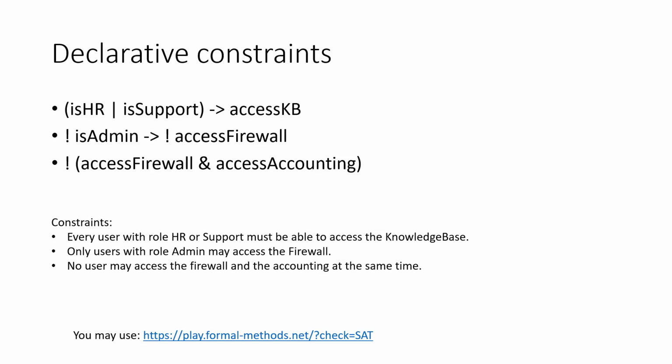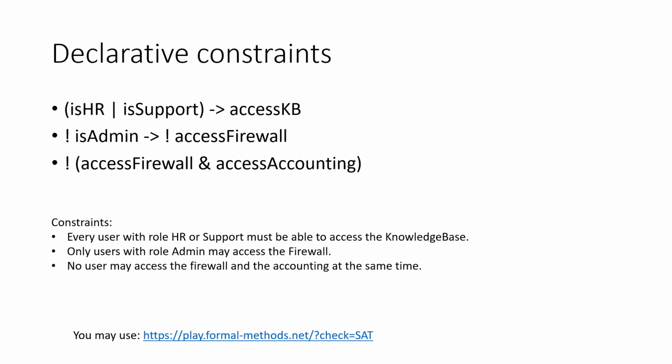So if we wouldn't have this on the bottom, what would this mean? This last constraint here. It says access to firewall and access to accounting, not. So this means if the SAT solver would spit out a user that does have access to the firewall and accounting, we have a problem, because then it violates this, right? So basically, no user may access the firewall and accounting at the same time. And the middle one, only users with role admin may access the firewall. So if you're not an admin, this implies that you are not accessing the firewall, right?